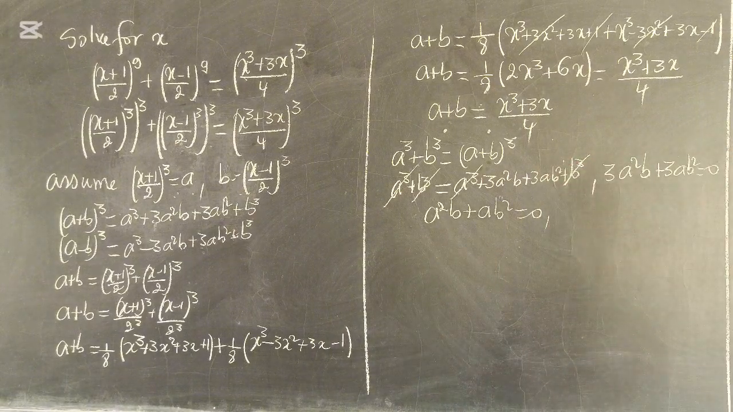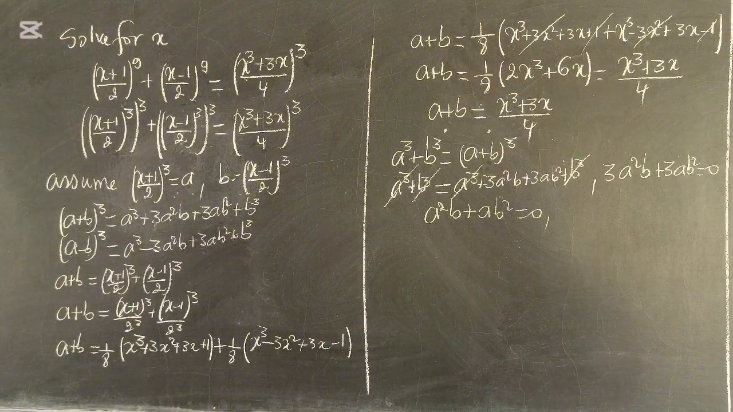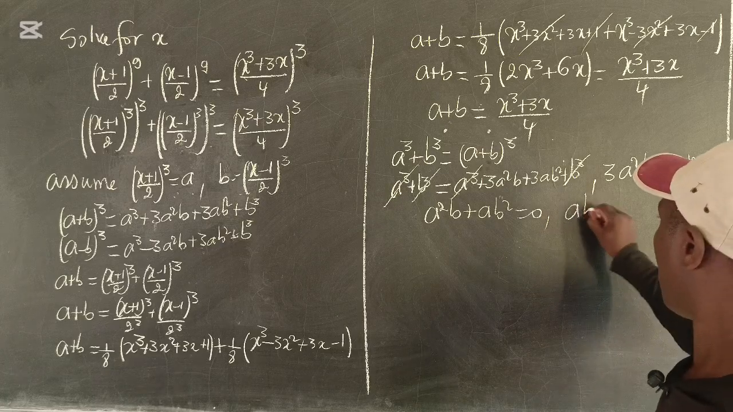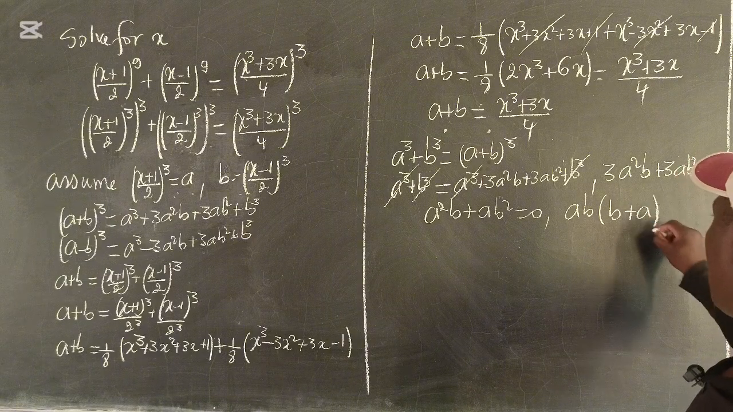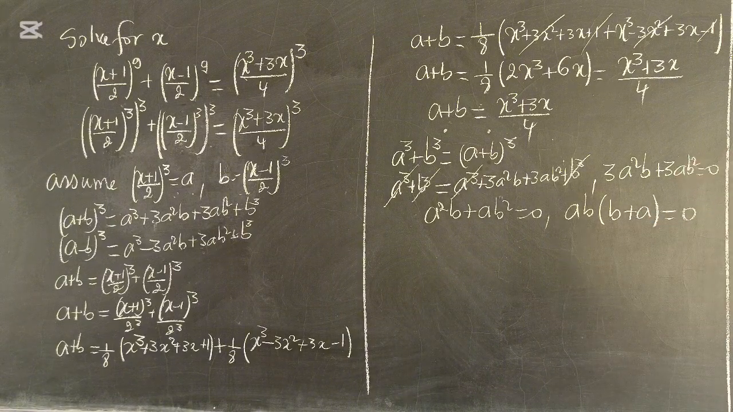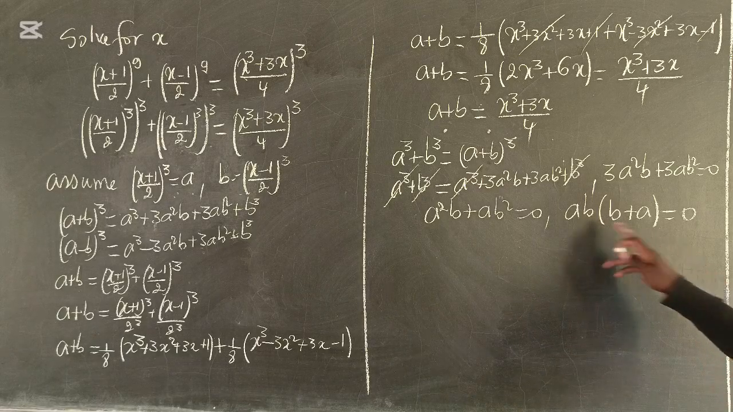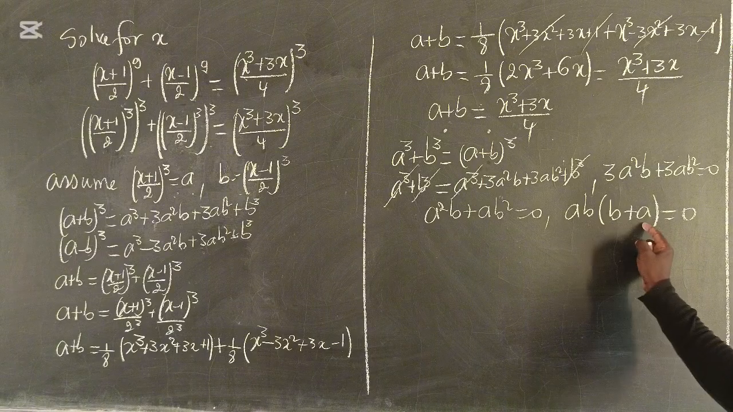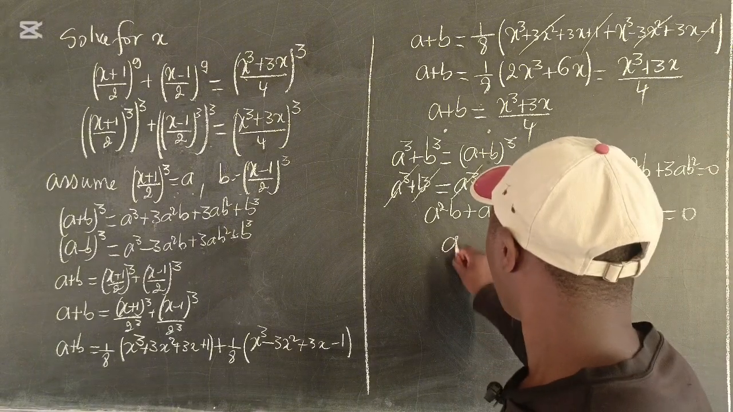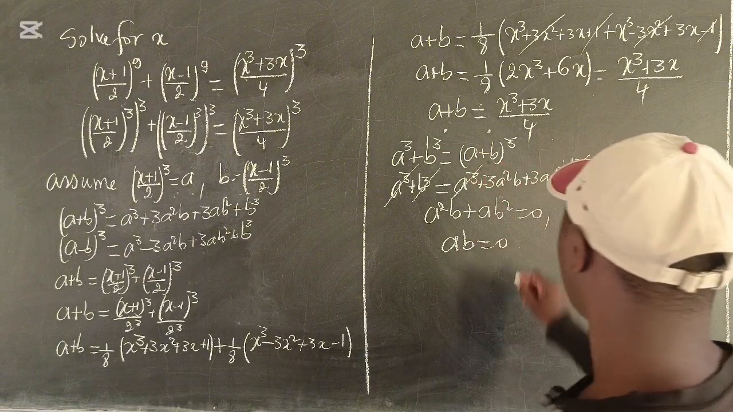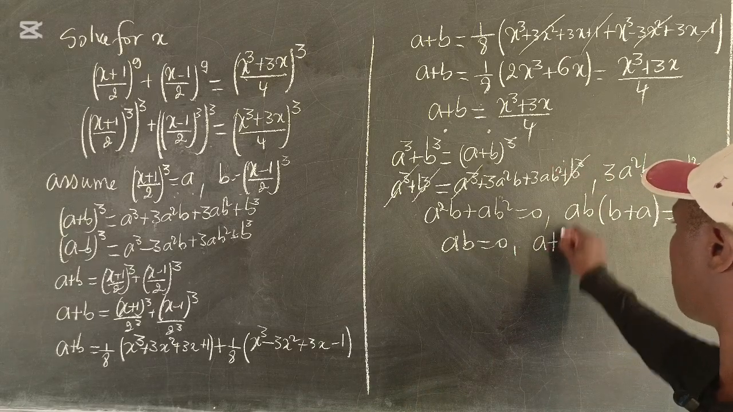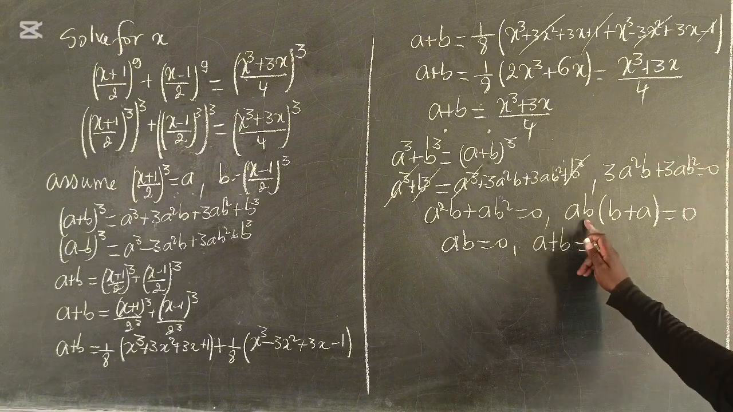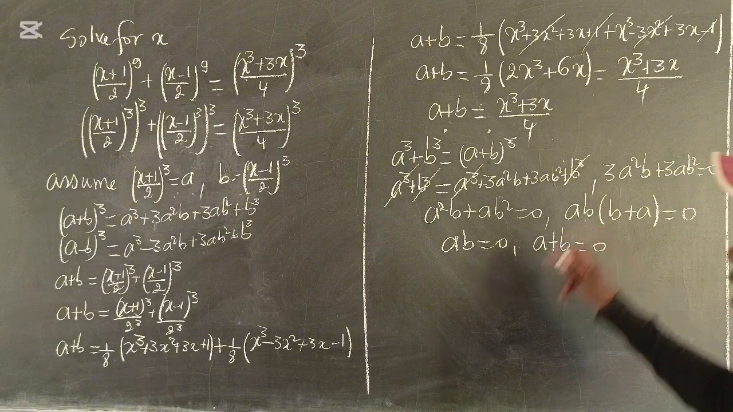Let's factorize by ab. Factorizing by ab, we have ab into (b plus a). This is 0. This being 0 means this can be 0 or this can be 0. We have ab can be 0, or a plus b can be 0.